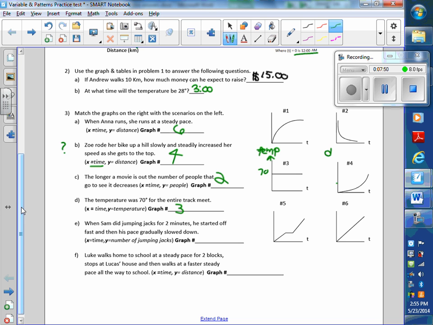steadily. So when Sam did jumping jacks for 2 minutes, he started off fast, and then his pace gradually slowed down, but he's still increasing the number of jumping jacks.